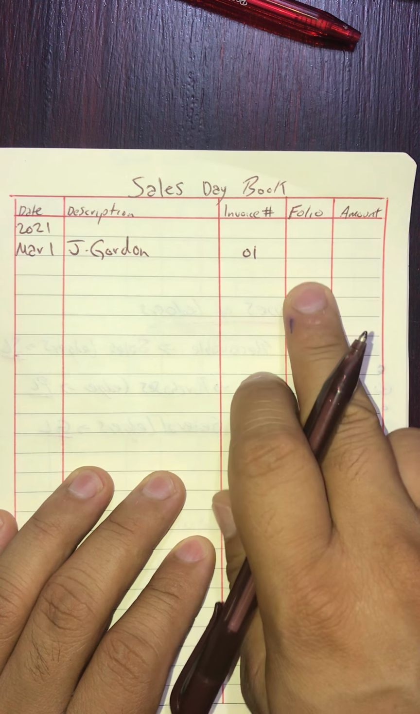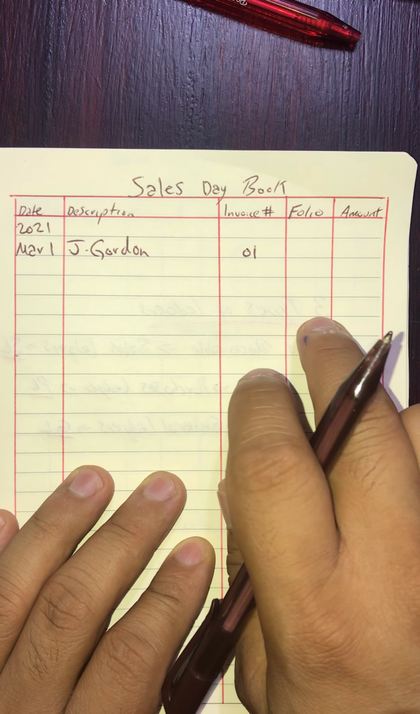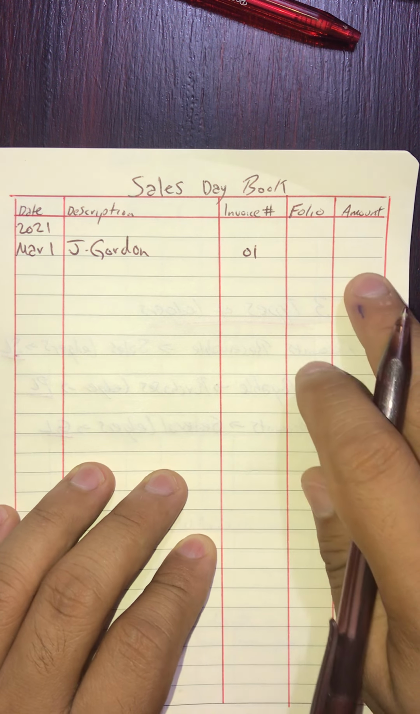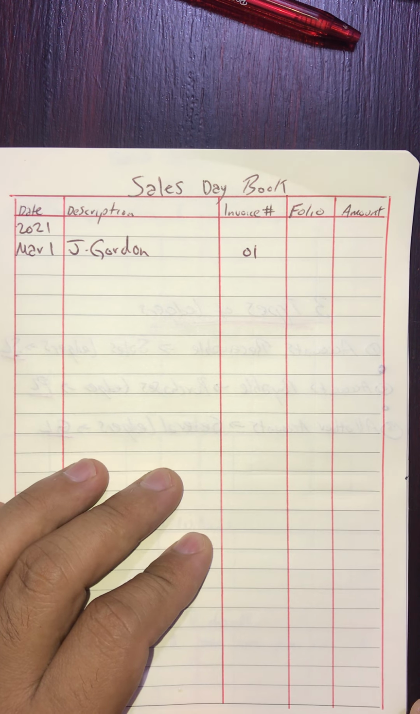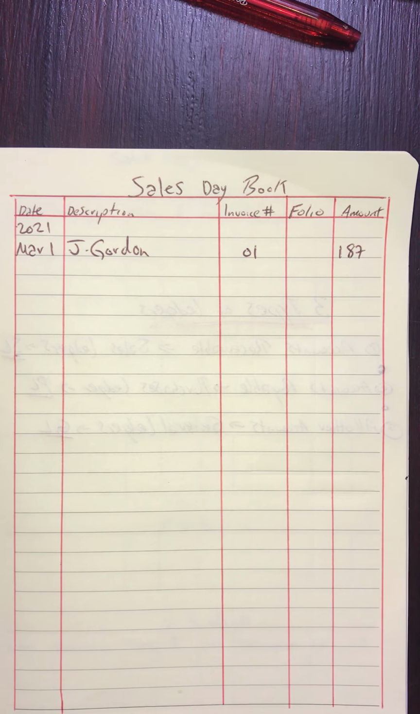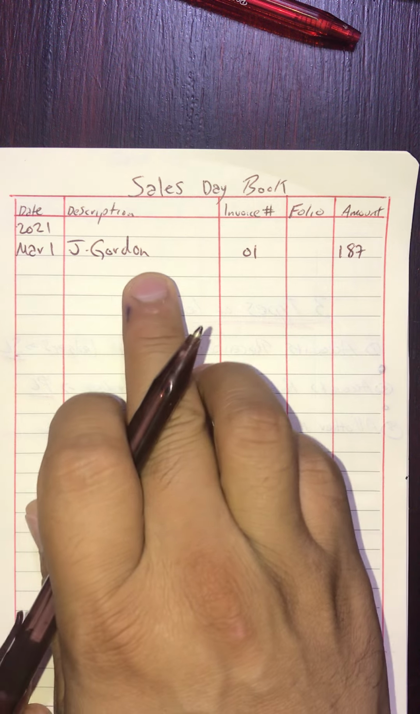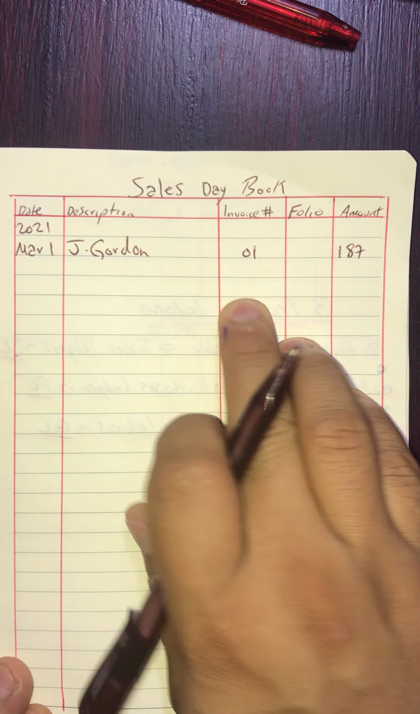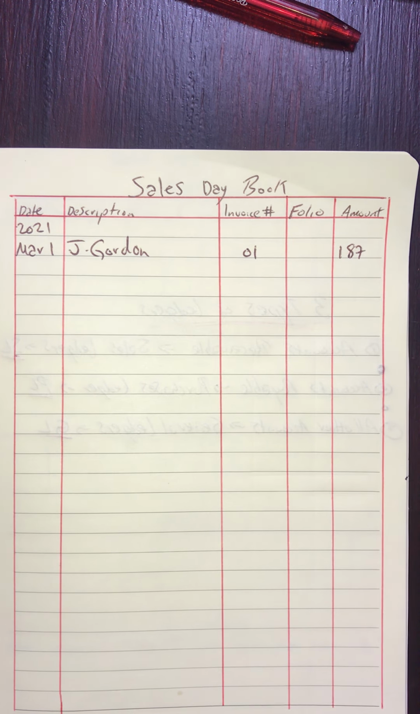Folio, I will come back at the end to this column. You will see how we will tie this particular column with our ledgers. So the amount that we sold to J. Gordon is 187. That is our first transaction. Very easy. We need a date. We need to know to whom we sold. We need an invoice number that we make up, and we have the amount. Very easy. We ignore this for now.